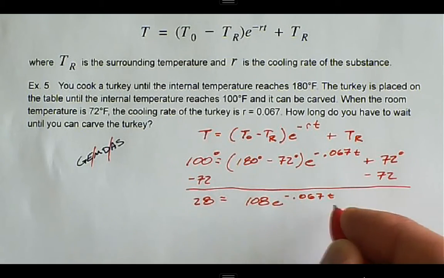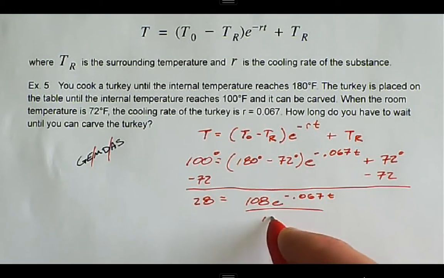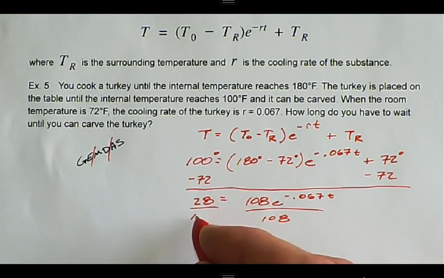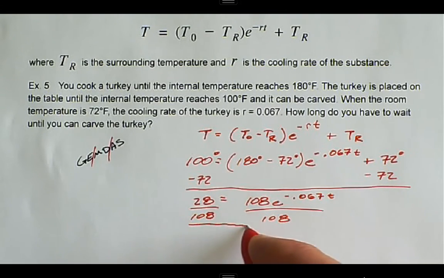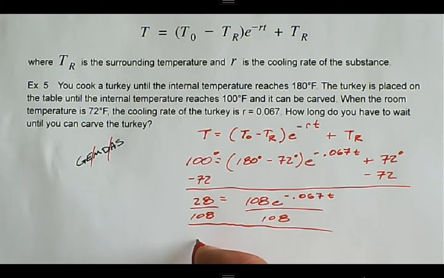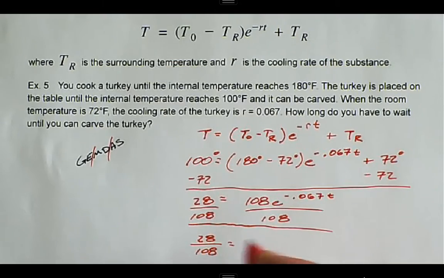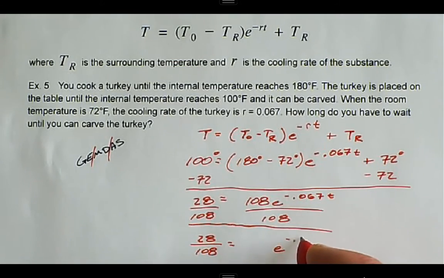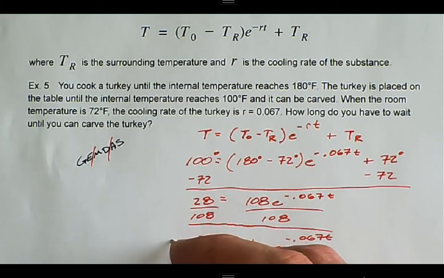0.067t power. Then we can divide by 108. And this is not a good fraction, so I'm just going to leave it as that for right now. So we get 28 divided by 108 is equal to e to the negative 0.067t. And now we want to take the log of both sides. In this case, the log that we want to use is the natural log because we have the base e here. So we want to use the natural log of both sides.